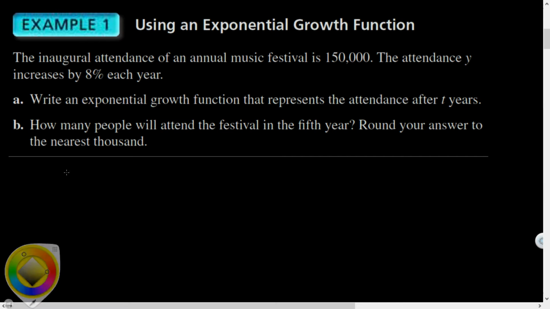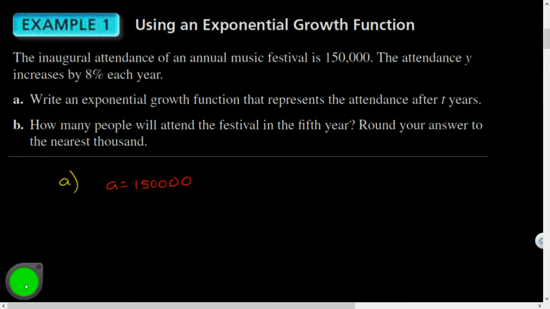Interesting. So for part A, the starting value was 150,000 people. So my starting value is 150,000 people. Now the rate, actually I was doing rate as blue, wasn't I, is 8%. But how do I represent 8% as a decimal?